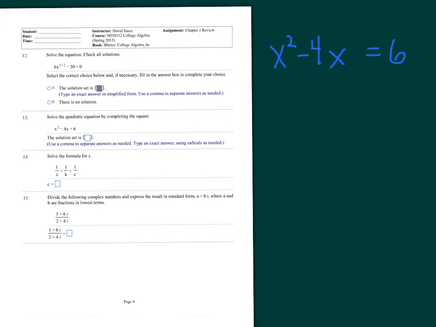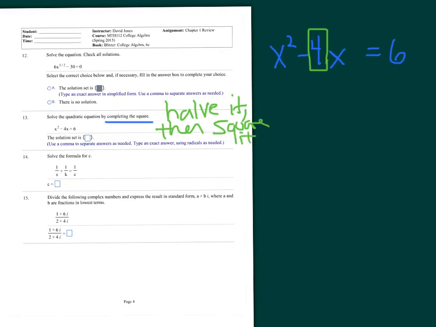Number 13, solve the quadratic equation by completing the square. And you might remember when we're completing the square, we're going to take the number in front of the variable term, that 4, and we're going to halve it, then square it. So half of 4 is 2. And then when we square 2, we get the number 4. So we're going to add 4 to both sides.